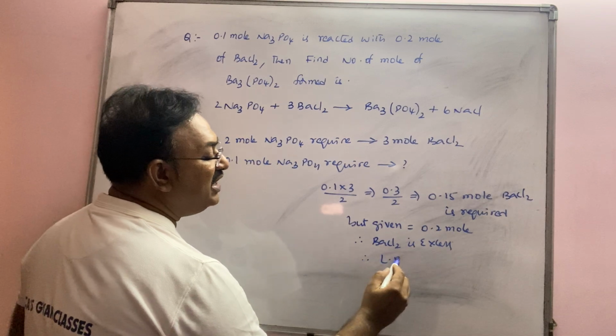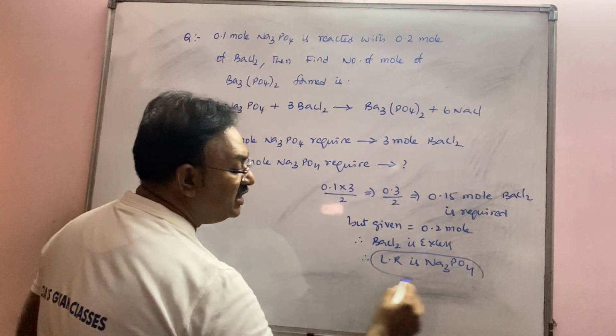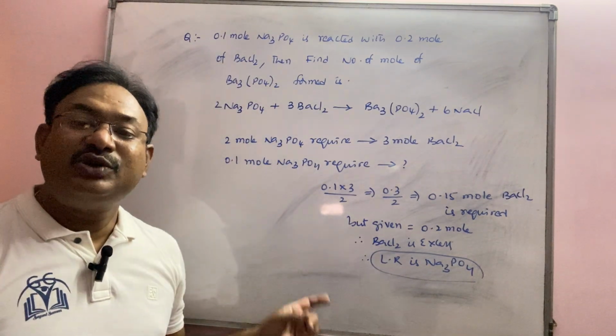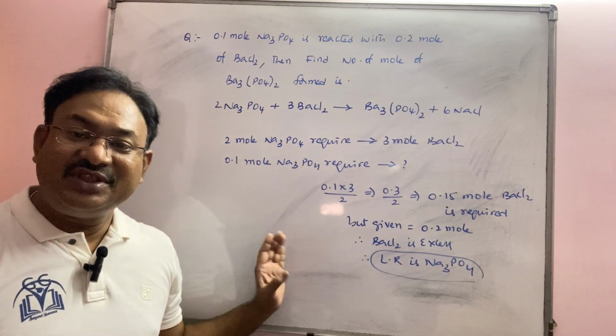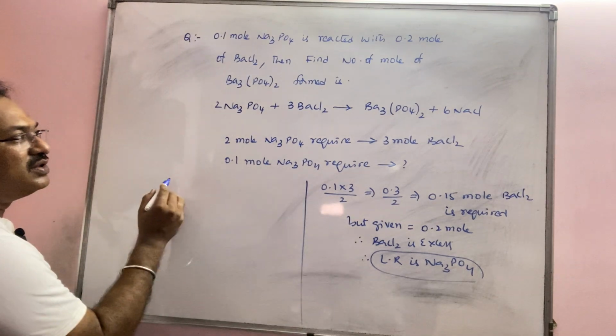Therefore limiting reagent कौन है? Sodium phosphate. So I think you understand, it's the question based on limiting reagent. So यहाँ पे sodium phosphate is the limiting reagent. Now we have to solve the question with respect to limiting reagent. So what we do now?